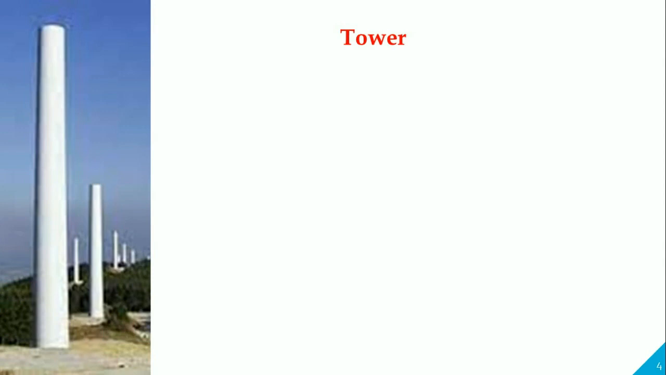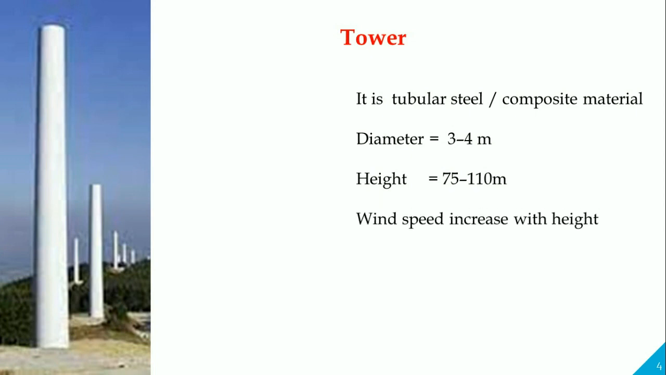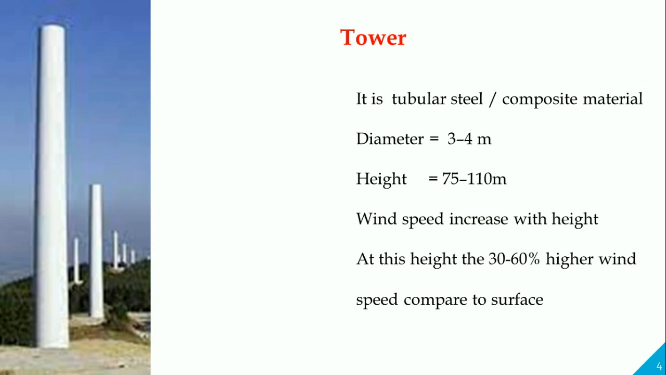First is the tower. The tower has a circular cross section. Normally it is made with steel, but nowadays it is made with composite materials. It has a diameter of 3 to 4 meters and a height of 75 to 110 meters. We know the wind speed increases with height. If you cross a height of 60 meters, we find an increase of 30 to 60% in wind speed compared to the speed at the surface.